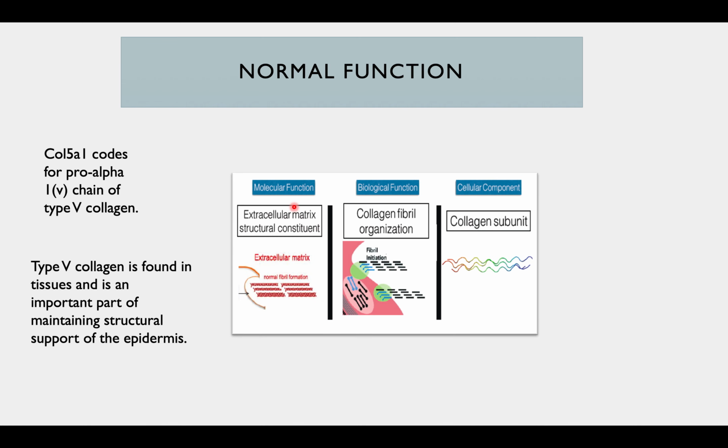This first picture shows the molecular function and the biological function of pro-alpha-1. So pro-alpha-1 aids in the structural support of different tissues in the cell by binding laminin, which is important to extracellular structure and support. Biologically, it is involved in collagen fibril formation, and it is specifically needed to initiate fibril organization and synthesis, shown here.